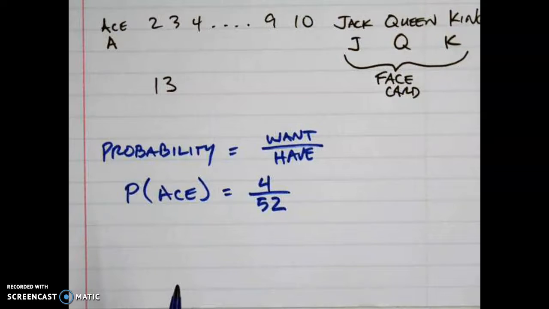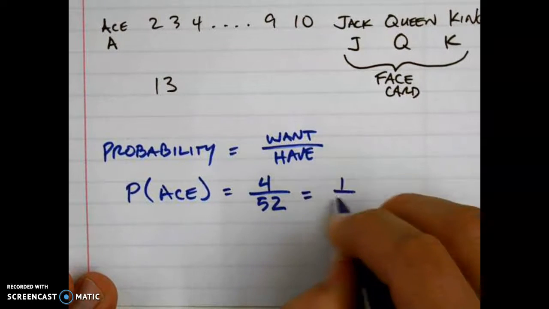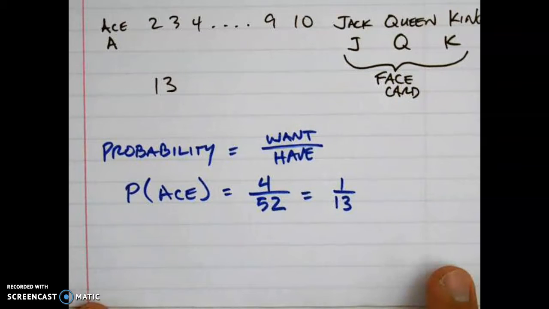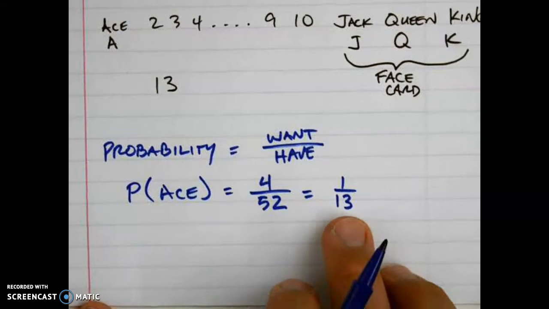Now, we can reduce that. 1 out of 13. So the probability of getting an ace is 1 out of 13. What about the probability of getting a 5? 1 out of 13. What about the probability of getting a king? 1 out of 13. Okay? Any questions on this?